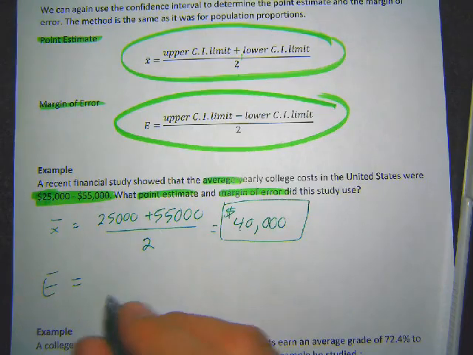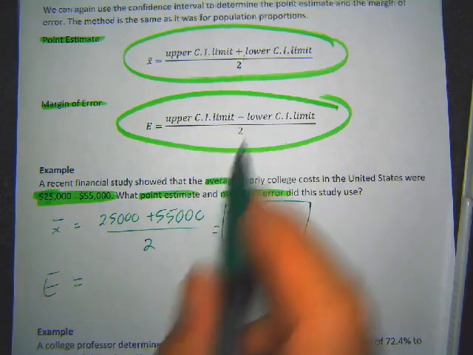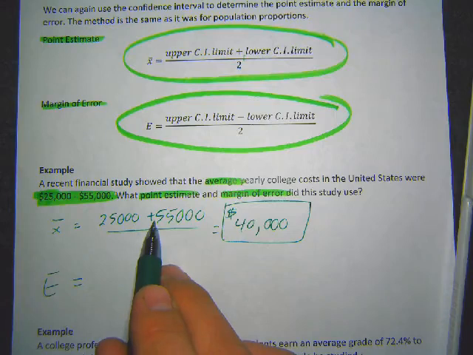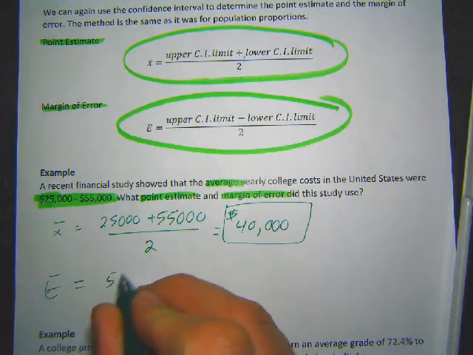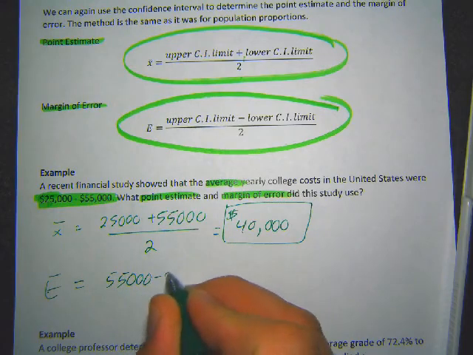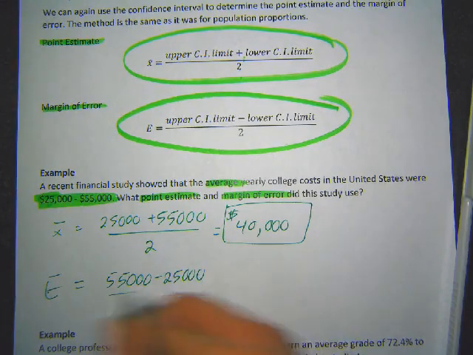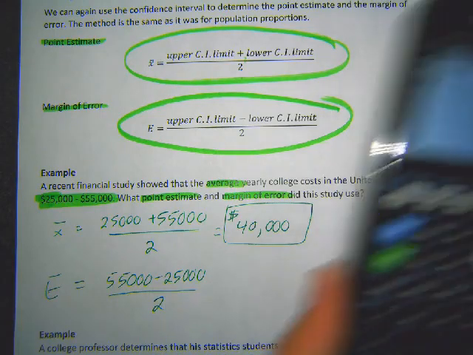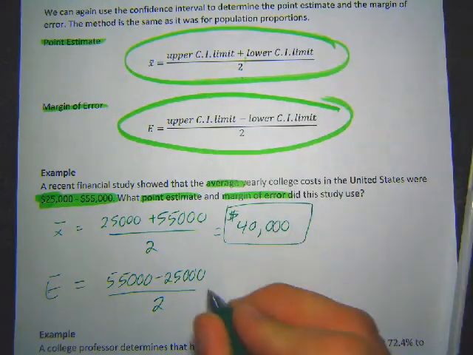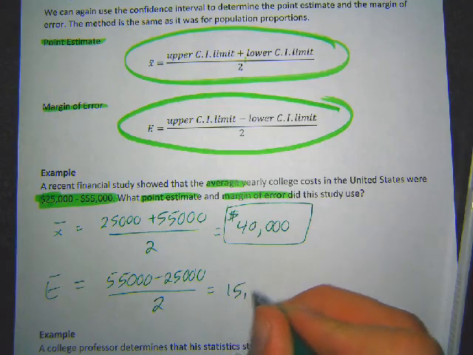So for the margin of error, again, we're going to subtract them because we're finding how far apart they are, and then divide by 2 because half the distance is your margin of error. So we're going to take the big number, 55,000, minus the small number, 25,000, and then divide that by 2. Well, 55,000 minus 25,000 is 30,000, and 30,000 divided by 2 is 15,000.